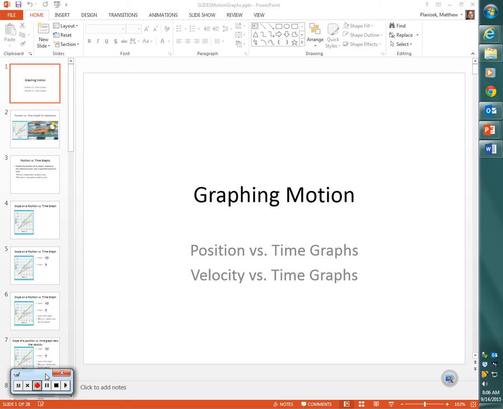Alright, over the weekend, you were supposed to watch the video on graphing motion and talk about different types of motion graphs. In the video, I introduced two types of motion graphs to you: position versus time, and velocity versus time. So let's start with position versus time.